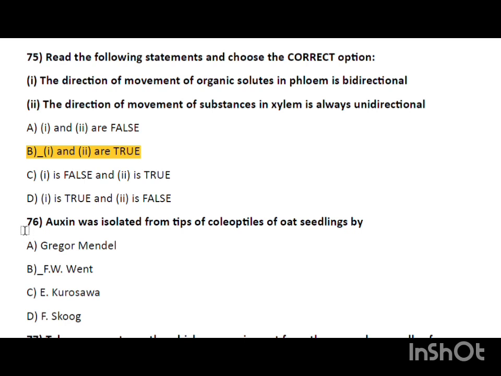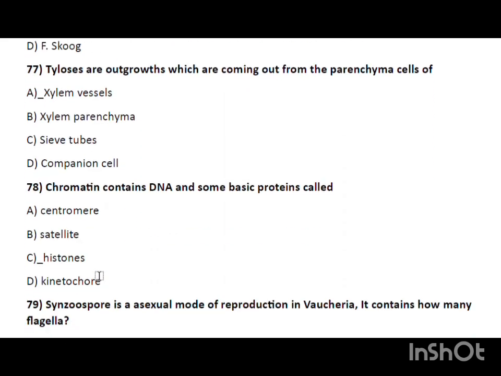Then question number 76. Auxin was isolated from the tip of coleoptile of oat seedling by option A, Gregor Mendel, option B, F. W. Went, option C, E. Kurosawa, and option D, F. Skoog. The correct answer is option B, F. W. Went.